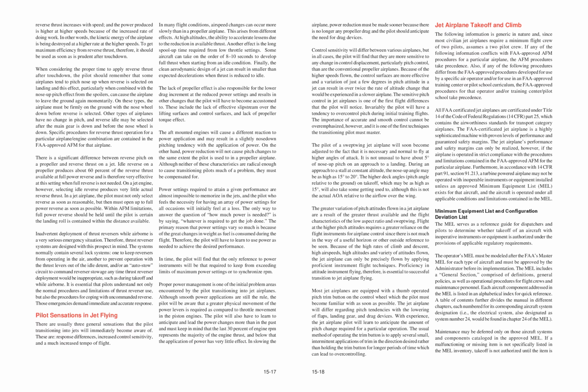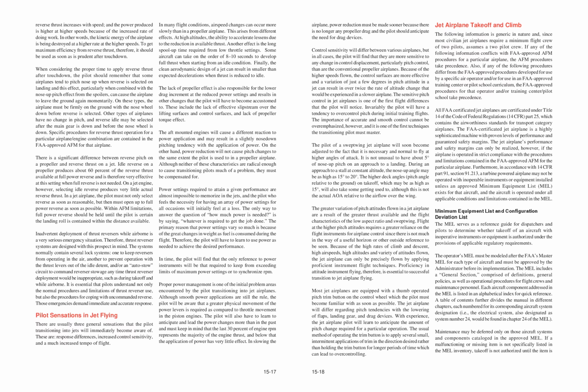Also, if any of the following procedures differ from the FAA-approved procedures developed for use by a specific air operator and/or for use in an FAA-approved training center or pilot school curriculum, the FAA-approved procedures for that operator and/or training center/pilot school take precedence. All FAA-certificated jet airplanes are certificated under Title 14 of the Code of Federal Regulations, 14 CFR, Part 25, which contains the airworthiness standards for transport category airplanes.